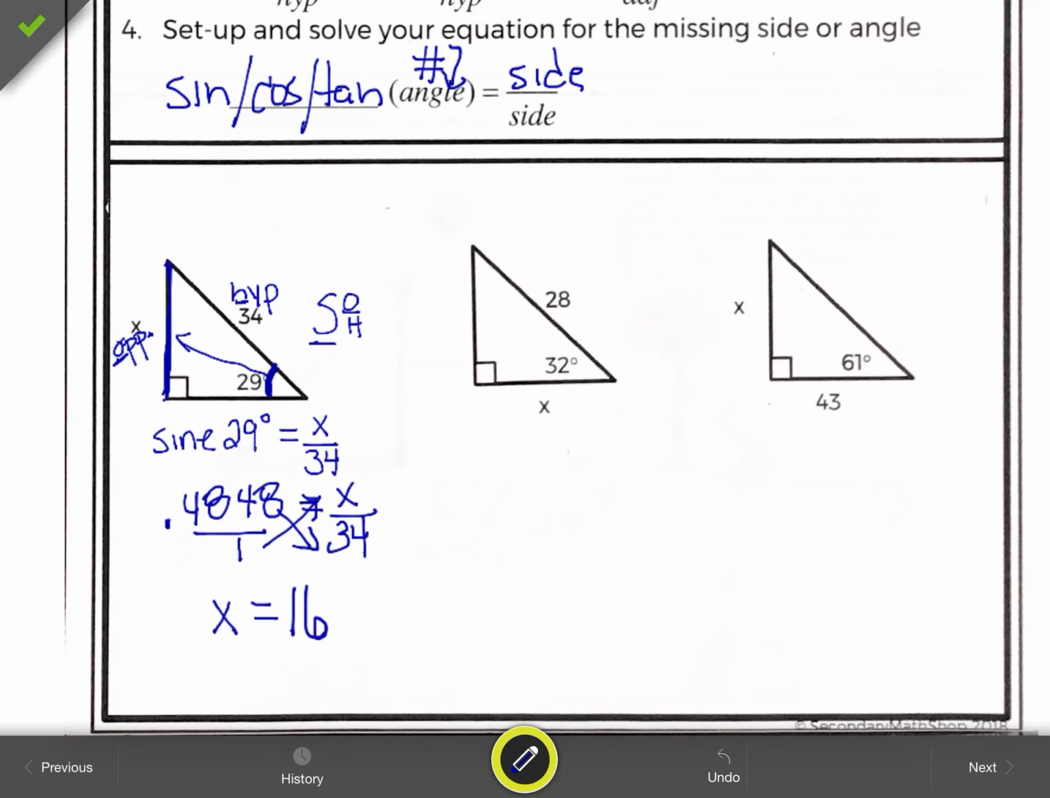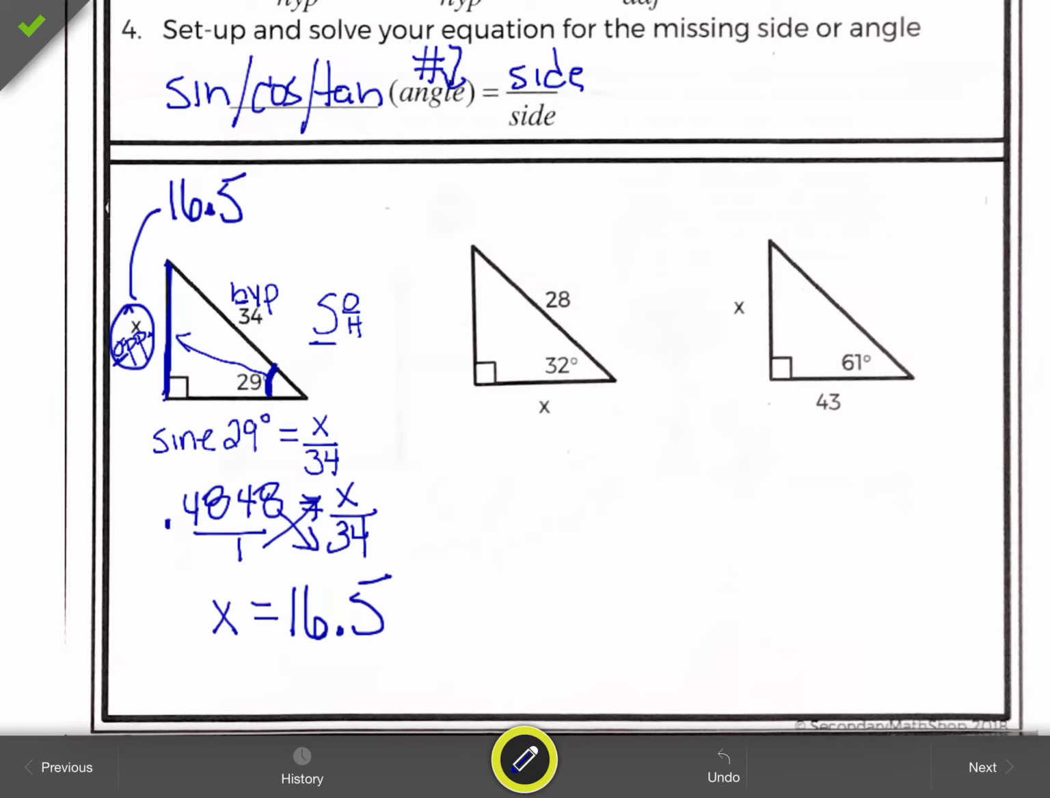So what we just figured out is that this side right here is 16.5 units long. They didn't tell me the units, so I don't know if they're meters or centimeters. So it's just another way to find a side length, like we did with Pythagorean theorem, just with different information. Again, we couldn't use Pythagorean theorem because the 29 is an angle, not a side. So let's try another one. All right.